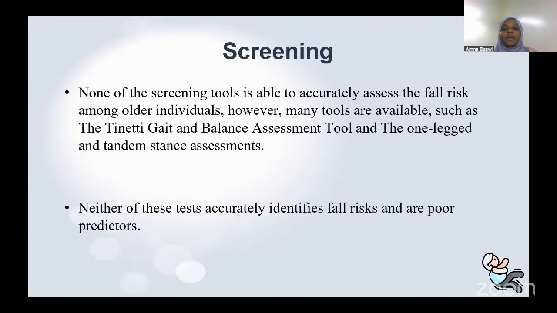Okay. Now, generally speaking, the screening tests are not really very helpful, and they do not accurately identify the risk of falls, and they're really poor predictors, but I just wanted to give them an honorable mention. There are some tools such as the activity, gait, and balance assessment tool, and the one-leg tandem stance assessment. But again, they're not really helpful, and they're really poor predictors of the risk factor.